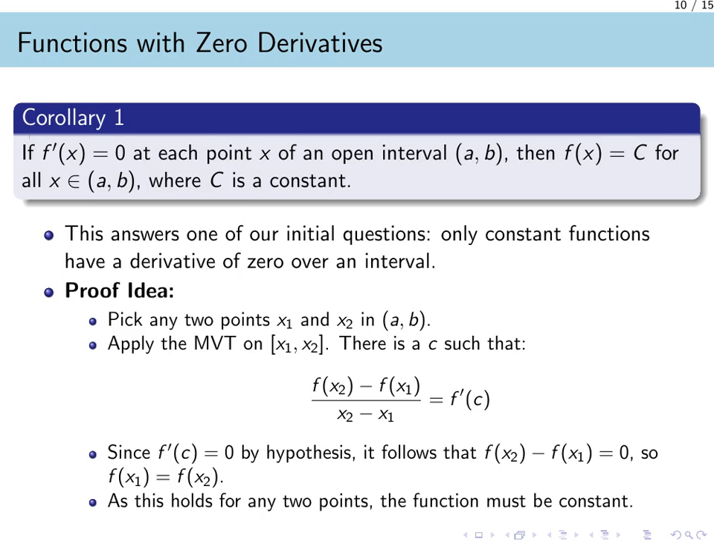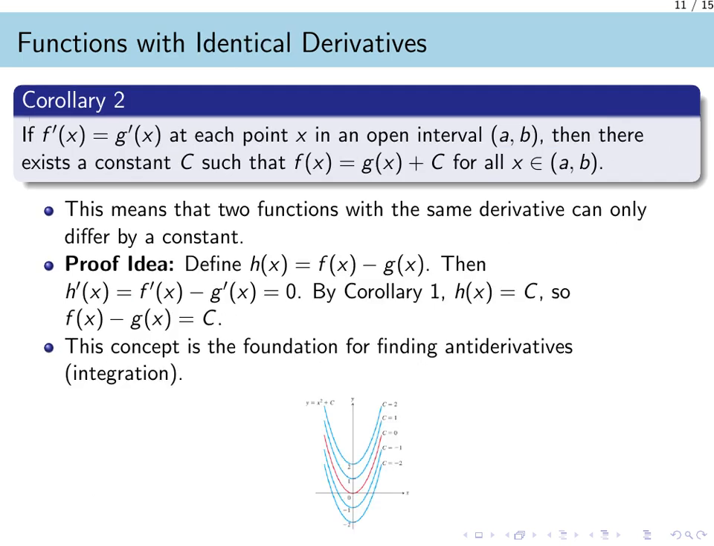It must be constant. Now we will explore a crucial consequence of our last result, which is that if 2 functions share the same derivative over an interval, they must differ only by a constant. To see why this is true, imagine 2 functions, f of x and g of x, where f prime of x equals g prime of x. If we define a new function as their difference, h of x equals f of x minus g of x, then its derivative, h prime of x, must be 0 everywhere in that interval.